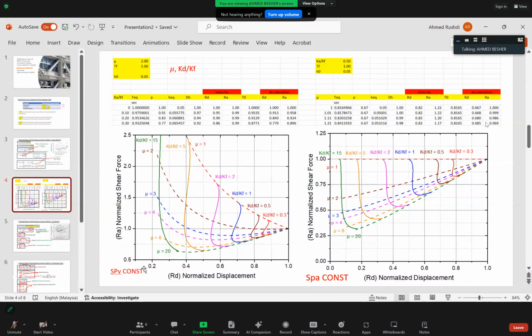The first one on the left side is if the velocity response is constant. On the right side is if the acceleration response is constant. We can see the governing factors are mu and the ratio between the damper and the frame. This is an example from the Excel file to develop the Kasai performance curve, for the steel damper.